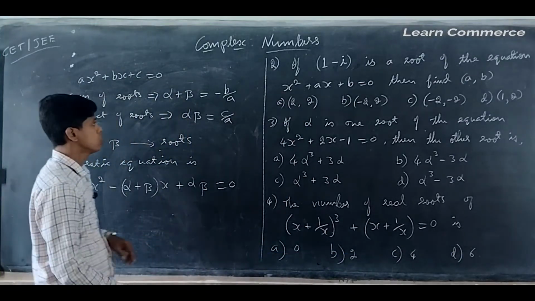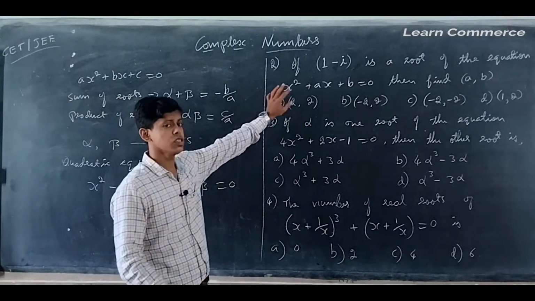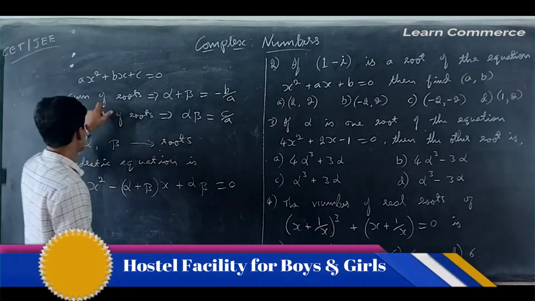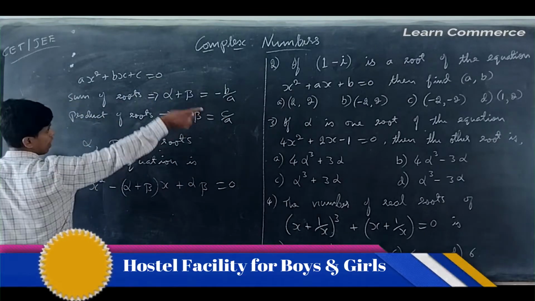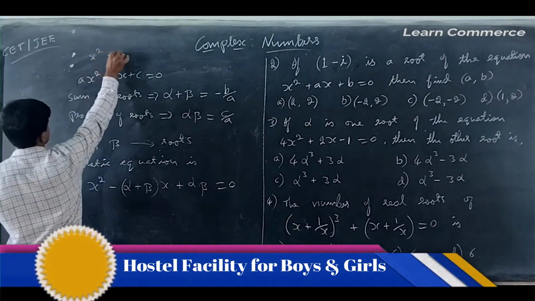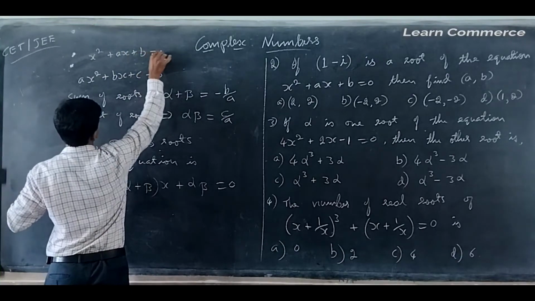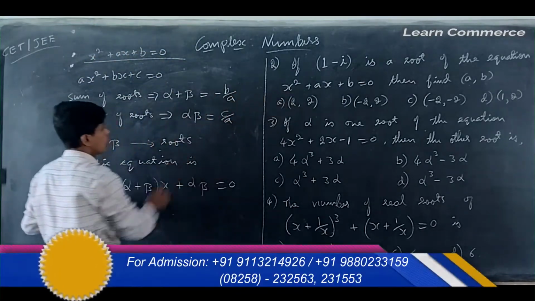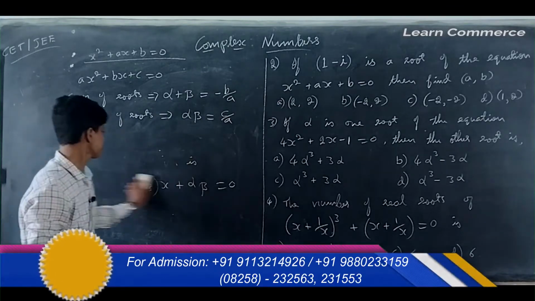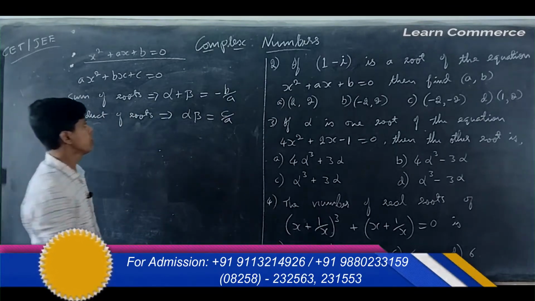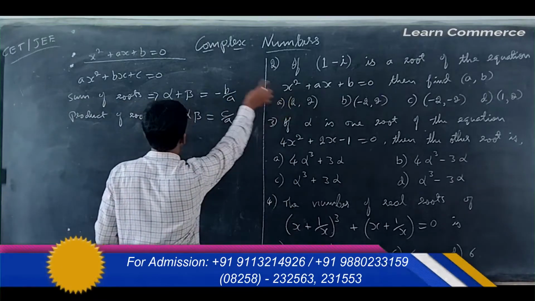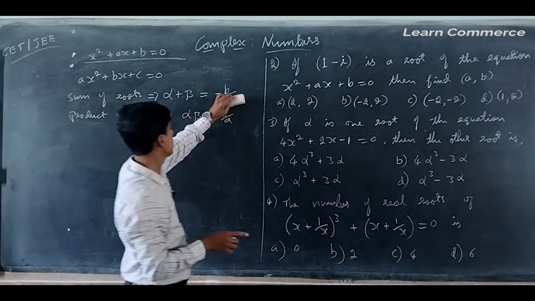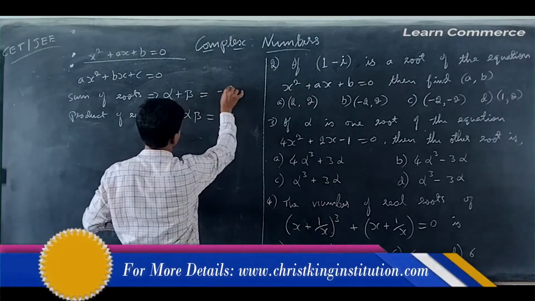Look at the first question. You don't have ax square, you just have x square plus ax plus b is equal to 0. This is what you have. Therefore what will be the sum of the roots? Sum of the roots will be minus b by a. So what is minus b by a? Minus a by 1. So this will be minus a by 1.